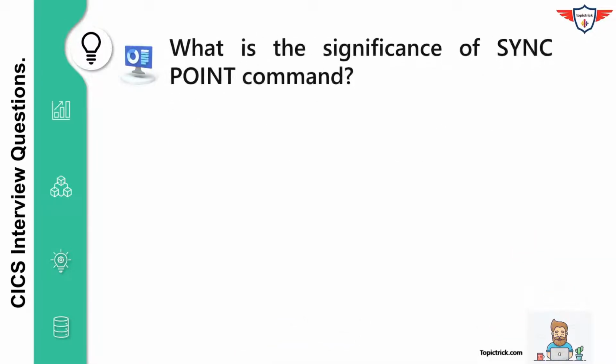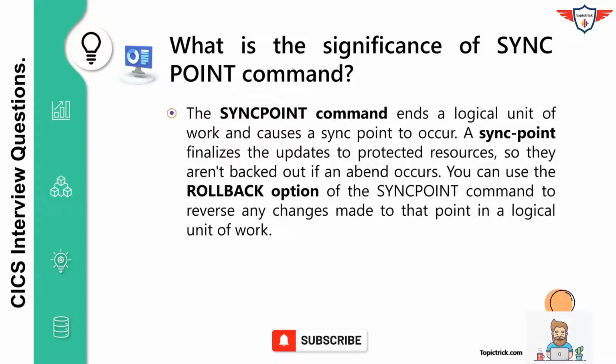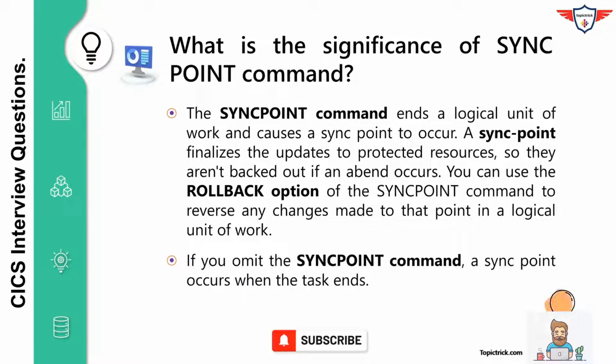What is the significance of the sync point command? The sync point command ends a logical unit of work and causes a sync point to occur. A sync point command finalizes the updates to protected resources so they aren't backed out if an event occurs. You can use the rollback option of the sync point command to reverse any changes made to that point in a logical unit of work. Remember, if you omit the sync point command, a sync point occurs when the task ends.